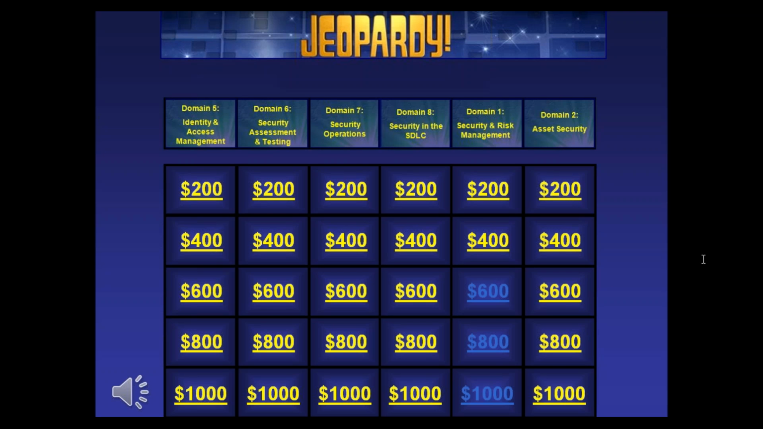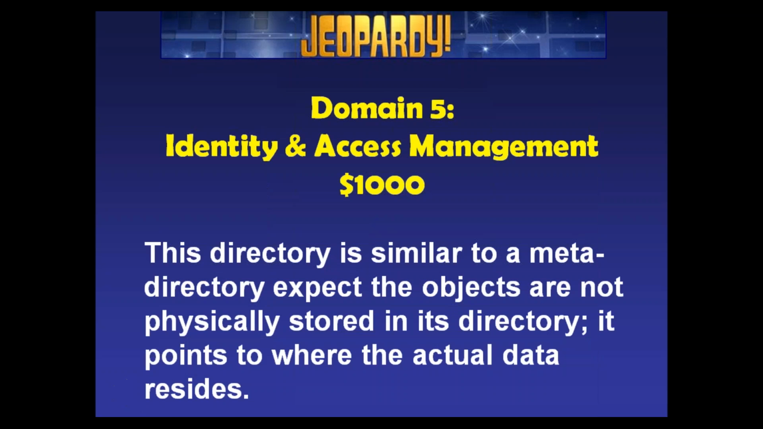All right, Becky. Okay, let's see. I'm going to try for big money here again. Identity and access management. I've been studying that recently, so let's go for big money on that. Domain 5 for 1,000.